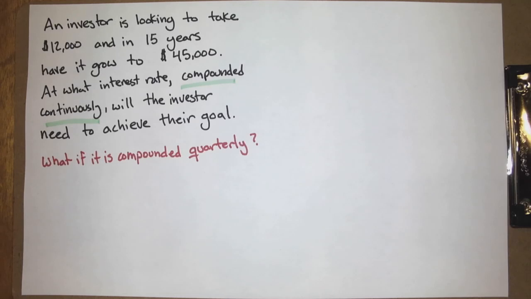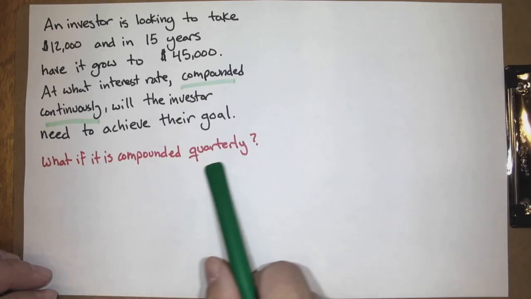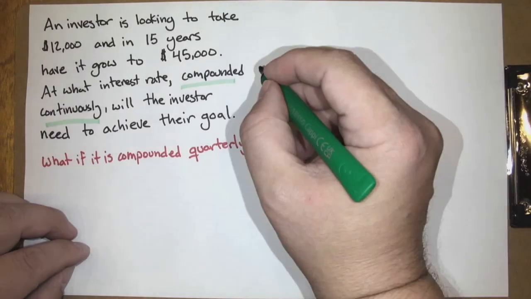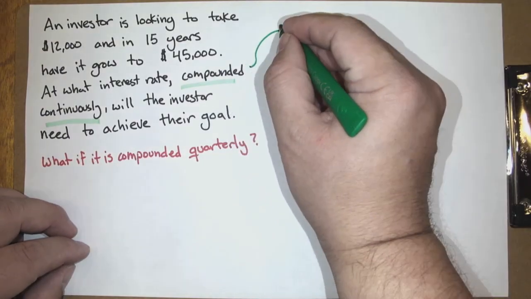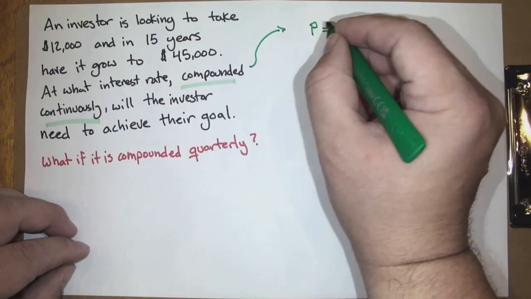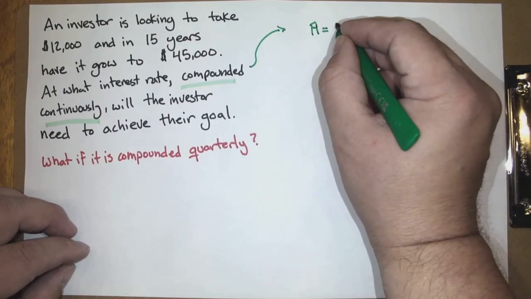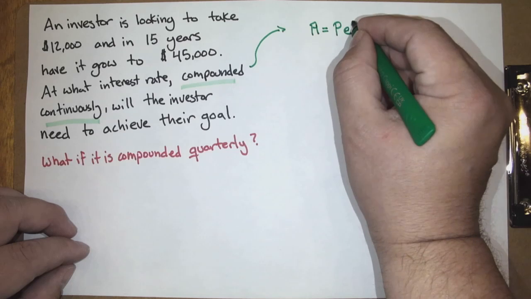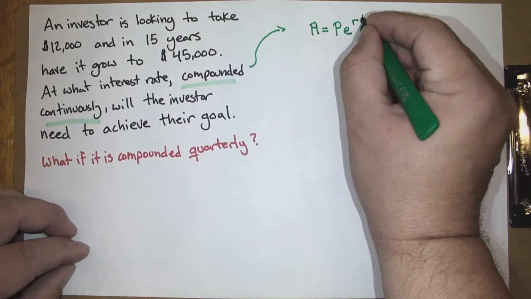Now, when it comes to these types of questions, you need to know how much we are compounding. There are two big categories: compounded over discrete time periods, and compounded all the time, which is compounded continuously. So we're going to do that one. We'll come back to the quarterly one later. The compounded continuously model says the amount in the future A is your present value P, e to the rt.